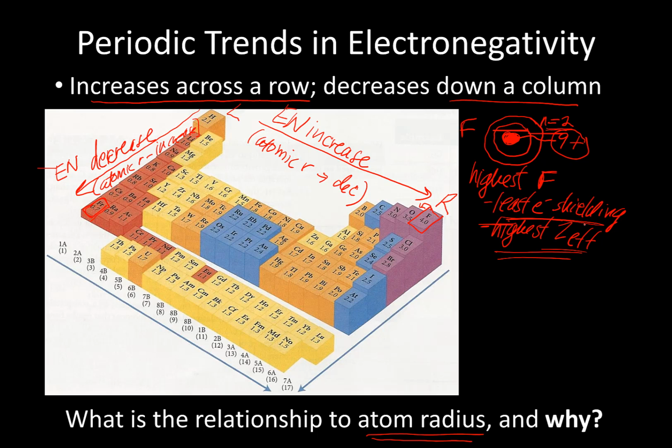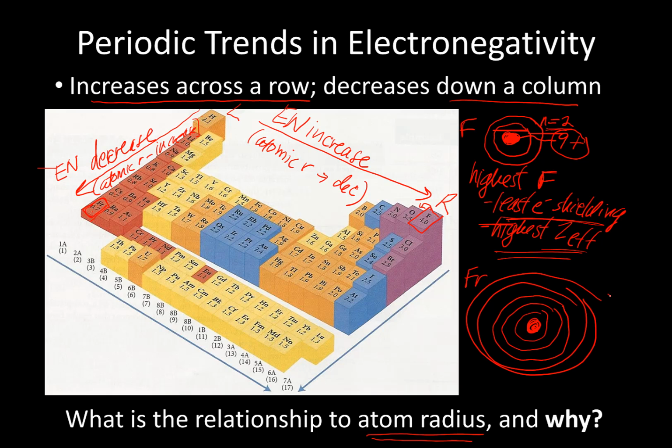So let's contrast that with francium, which has a very low electronegativity. Again, electronegativity is the ability of an atom to pull electrons toward it from a different atom that it's bonding with. So for francium, you've got your nucleus, and you're in row 1, 2, 3, 4, 5, 6, 7. So you've got 7 levels. I'm just going to rewrite francium here. You get the idea.